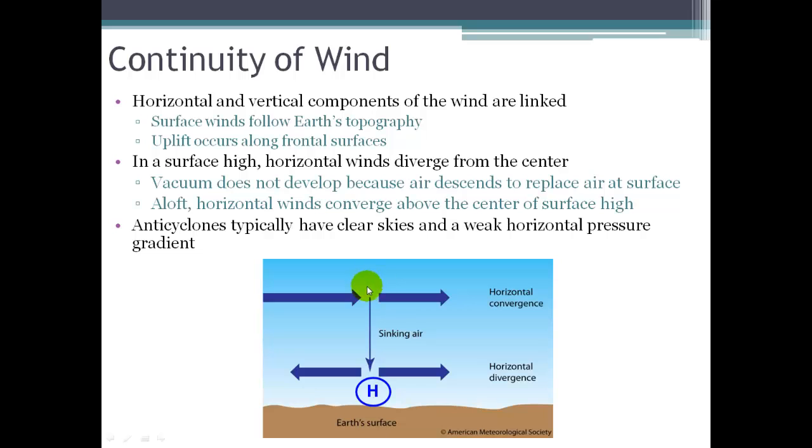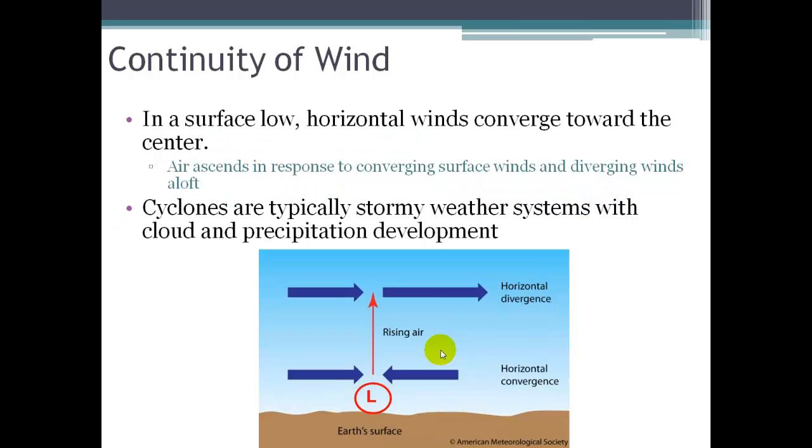And because there's a piling up of air, there's air available to sink down and then diverge down at the Earth's surface. So we have this kind of circulation that takes place over a surface high. Just the opposite is happening over a surface low. Now we have surface convergence, air coming together, and once it piles up, it has nowhere to go but up.